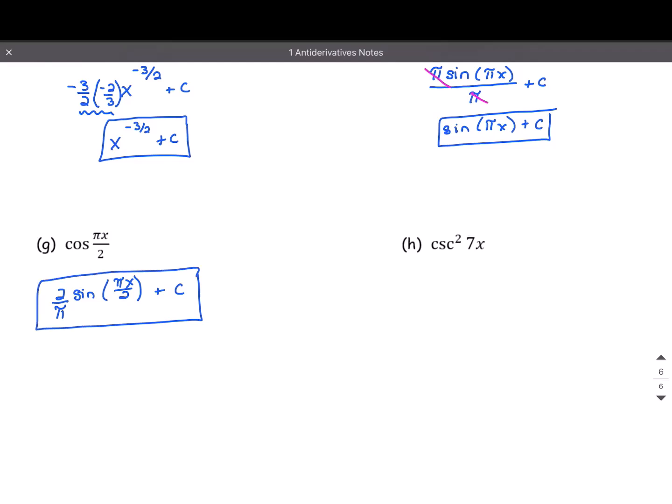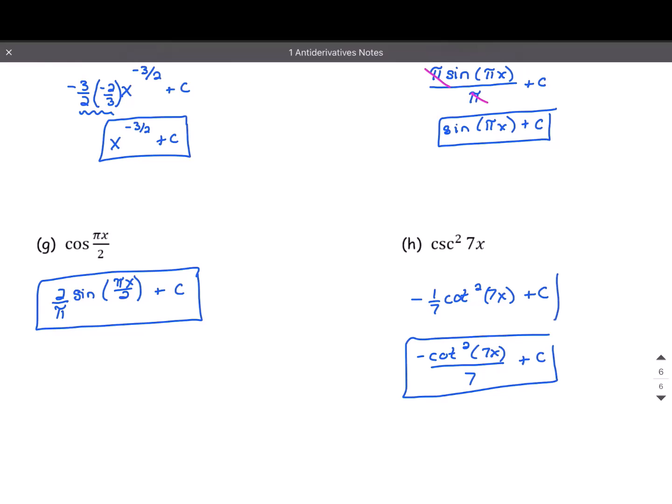Good job. One more. What has a derivative of cosecant squared? Well, that's a negative, right? All our cofunctions have negatives. Negative cotangent squared of 7x. But don't forget, we have to divide by the derivative of that angle 7x. So we'd have to divide by 7, or I could just multiply by negative 1/7. It doesn't matter if I write it that way, or if I write it this way, they're the same, but in both cases, I have to remember my plus c's, and it doesn't matter which one you use.